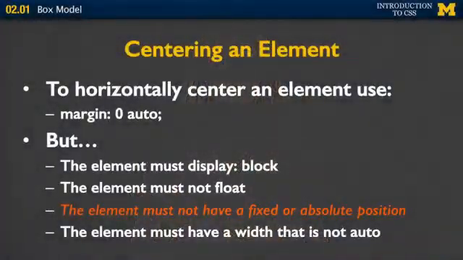And so the default way to do this is to use the command margin: 0 auto. If you remember, that first 0 stands for top and bottom, so it's not really going to care about that. The auto is what puts it left and right. Now, this is only going to work if the element is display: block, if the element is not floating, if the element has a width that's not auto, which means that you set it, and if the element is not fixed or absolute position.